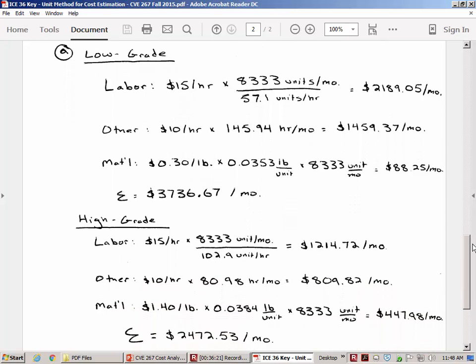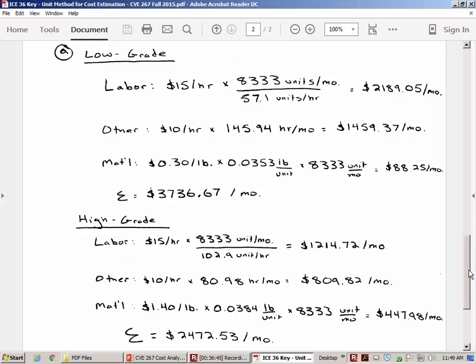If we compare them, you can see that the labor is less for the high grade option, and so are the other costs. But the plastic goes from $88 per month to $448 per month. So the plastic's more expensive, but it's still worth it. The high grade system is worth it because you're saving so much on labor. And so it is the cheaper alternative.